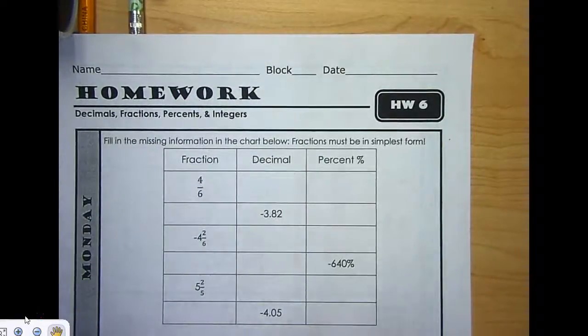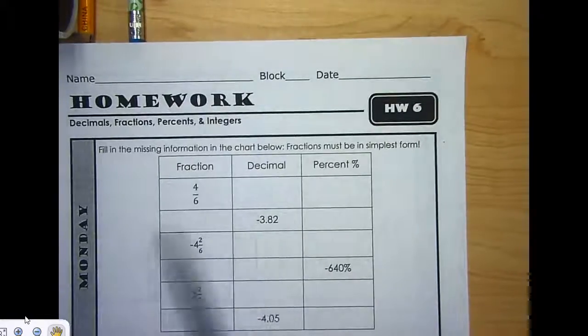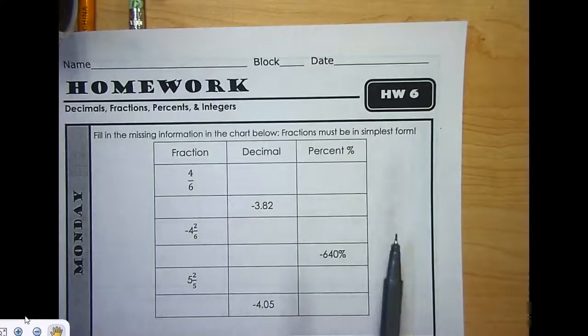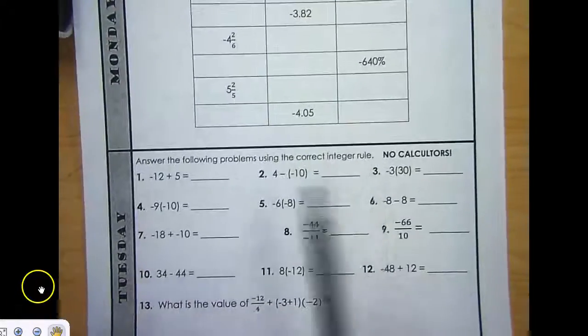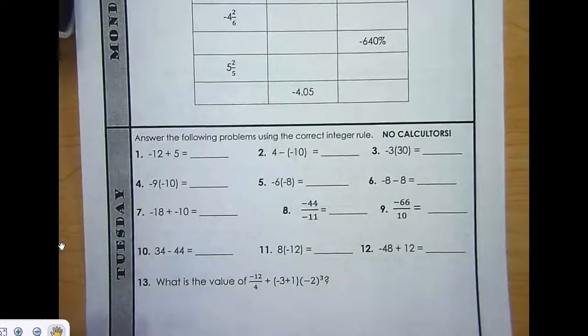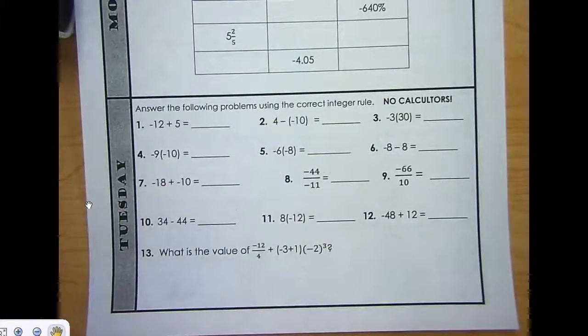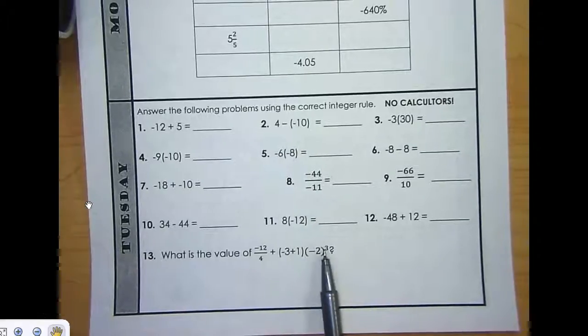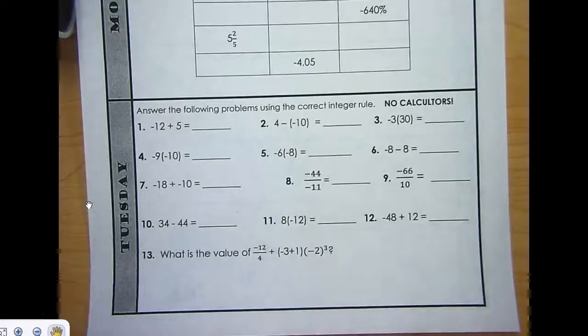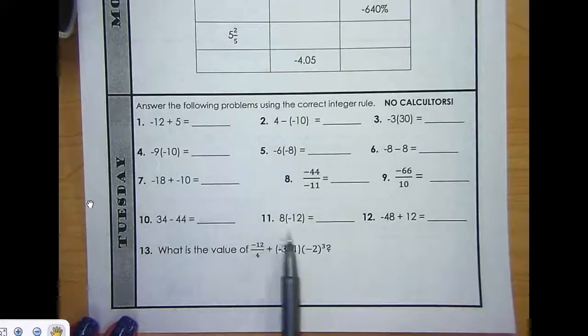Homework 6, the top is still the same. You're writing fractions, decimals, and percents. You can use a calculator for this one. Down here, Tuesday, we are not using a calculator. So let's look at this. We've got parentheses, parentheses, exponents. What do we do if we have 2 sets of parentheses? We're going to work left to right.